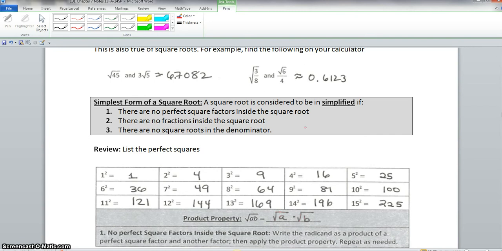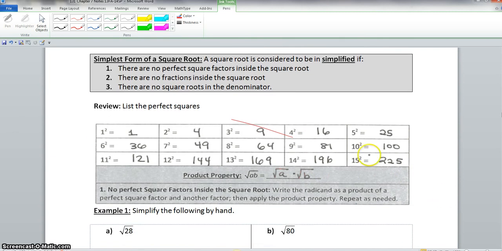Okay, now we have to review the list of perfect squares. I took the liberty of having this already filled out because when I was trying to write it in, it would jump. So as you see here, we have 1 squared, which is 1, 2 squared is 4, and so on. Now the product property.